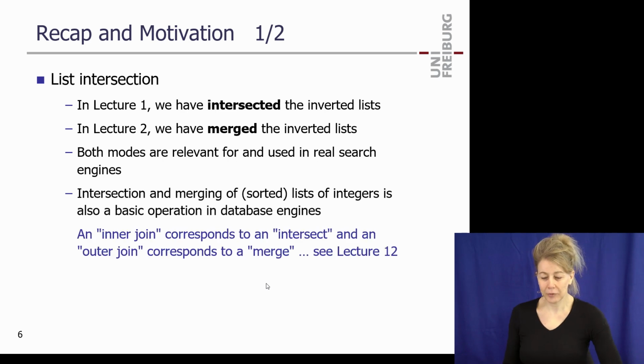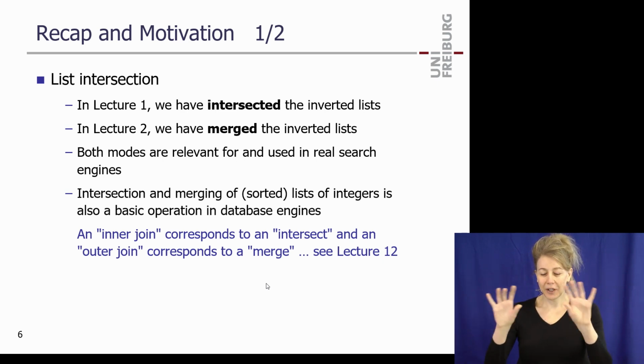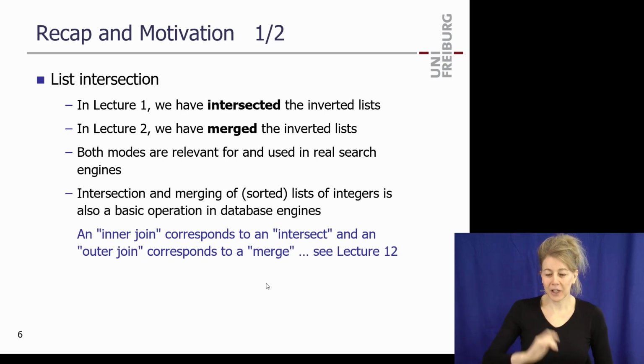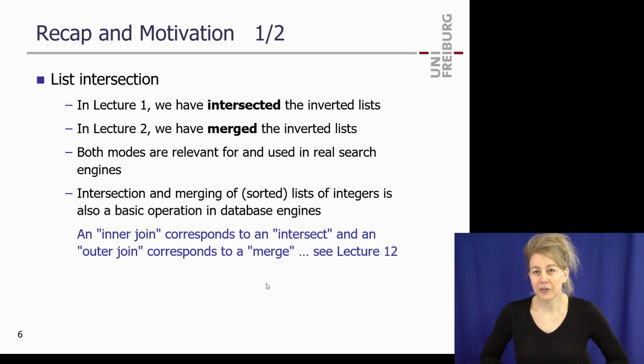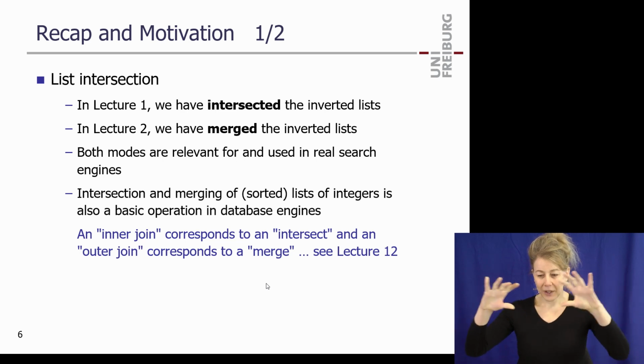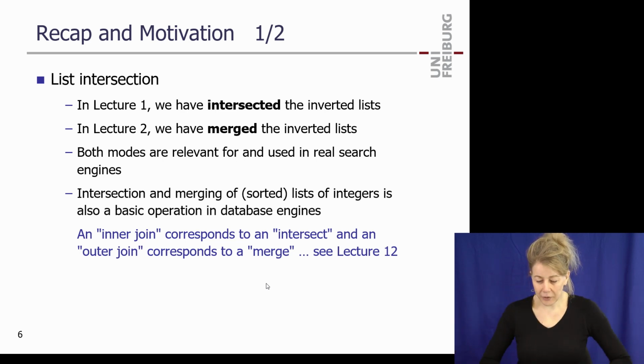That's called a join. Most of you, I guess, have heard some database lecture, and when you join two tables on some column or even several columns, these columns are usually sorted, or you can sort them, and then the join operation, joining two tables into one, is also exactly a list intersect or merge, depending on whether you want an inner join, only the parts of the table where the columns match, or an outer join, also things where only one table matches. And we will actually come back to that in lecture 12.